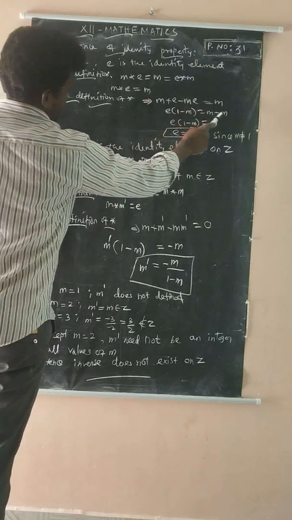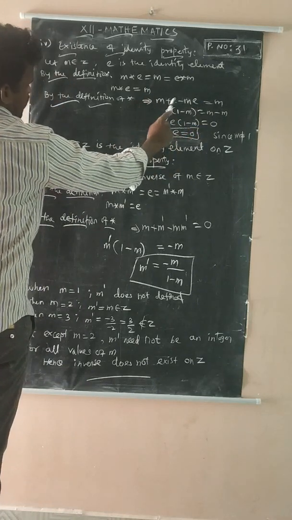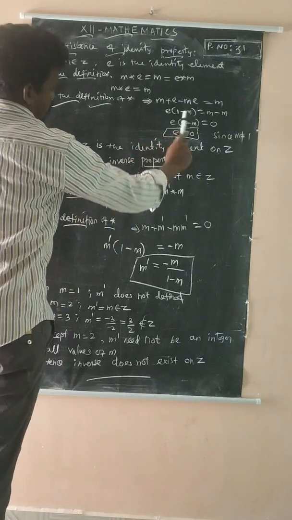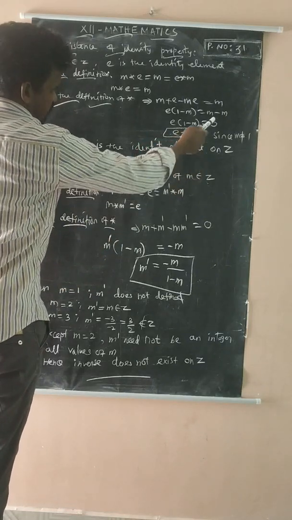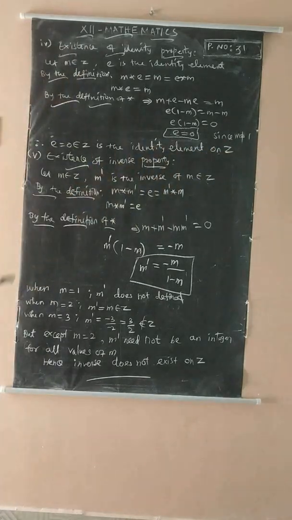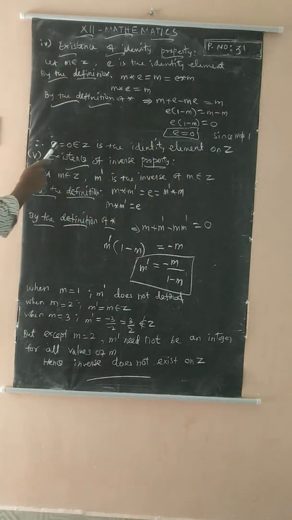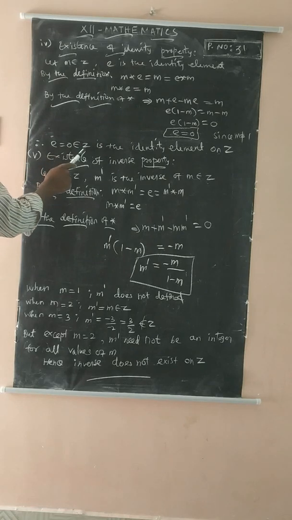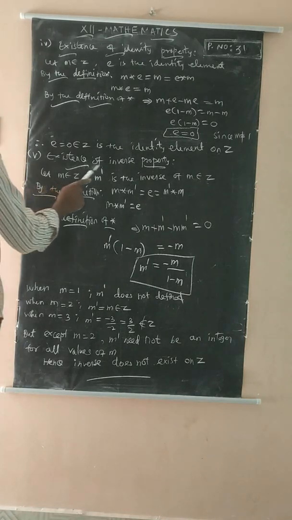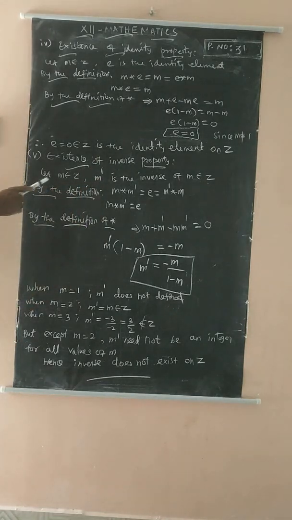So take m to the other side, m minus m is 0. Take e common, e of 1 minus m. So 1 minus m goes to the right side, that is 0 by 1 minus m. So when m is not equal to 1, e is equal to 0. So therefore the identity element is what? e equal to 0, which belongs to Z, is the identity element of Z under star. Okay. And then the existence of inverse property. Let m belongs to Z.